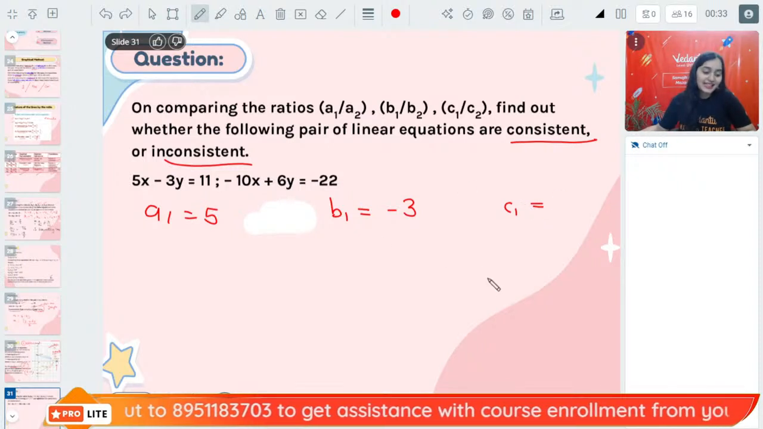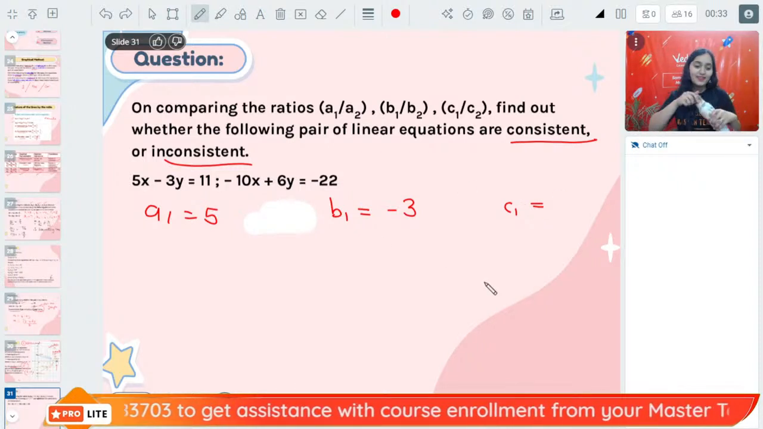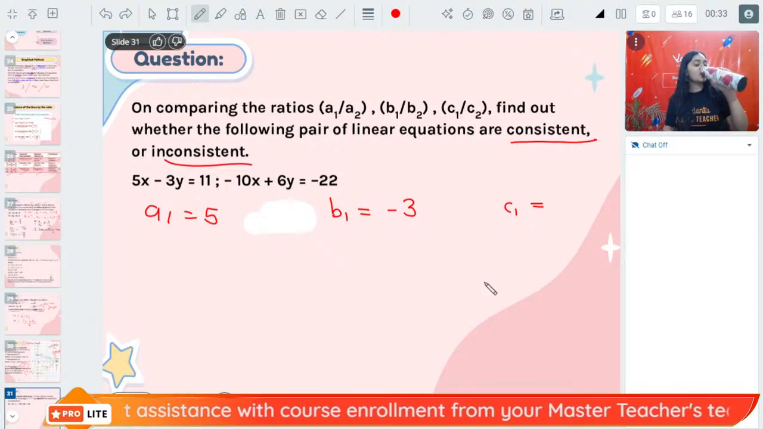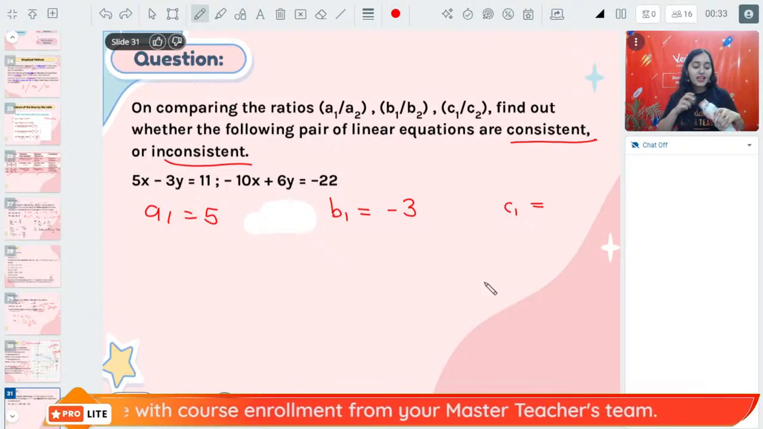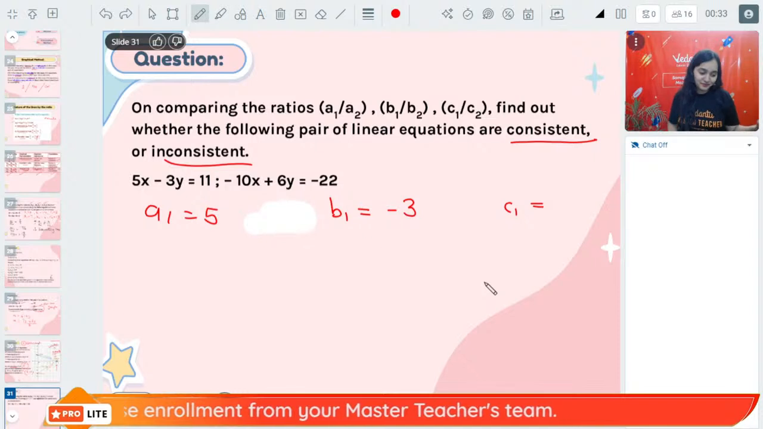what is c1, children? What is c1? Can anybody tell me what is c1? Quickly, what is c1?